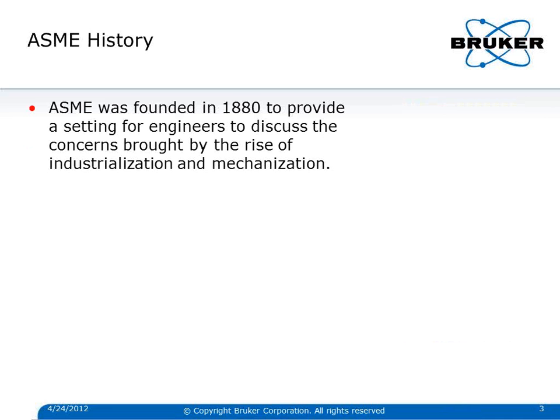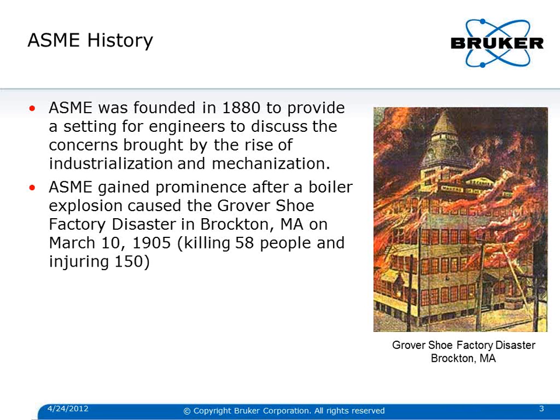So with that, I'm going to give you just a brief history of first ASME, then the ISO. So ASME was founded in the 1800s. So 1880, they were a group of engineers that got together to discuss concerns that typical engineers have by the rise of the Industrial Revolution in the United States. But something happened in 1905 that really changed everything. So there was a huge boiler explosion at the Grover Shoe Factory in Brockton, Massachusetts. And it killed 58 people and injured over 150 people. It's a terrible disaster. And this was the result of a boiler that had exploded.